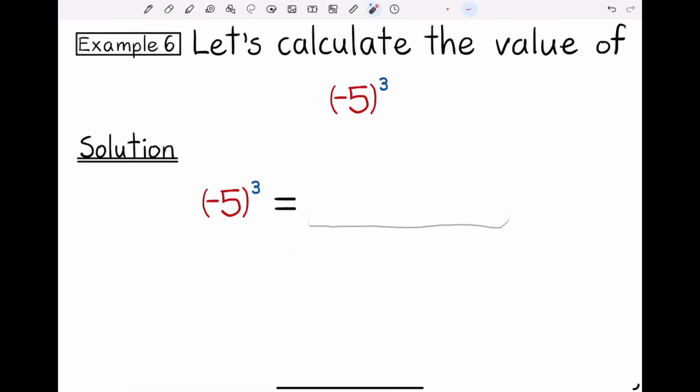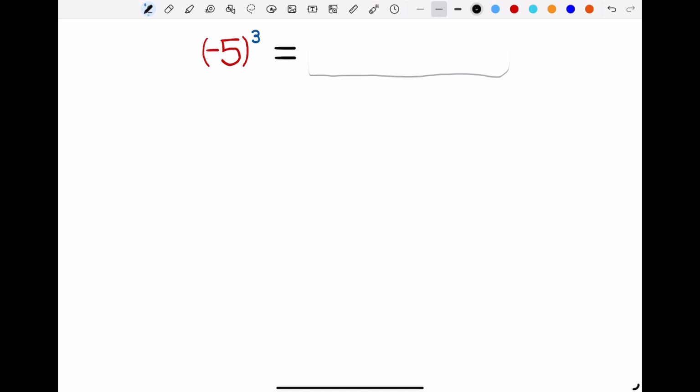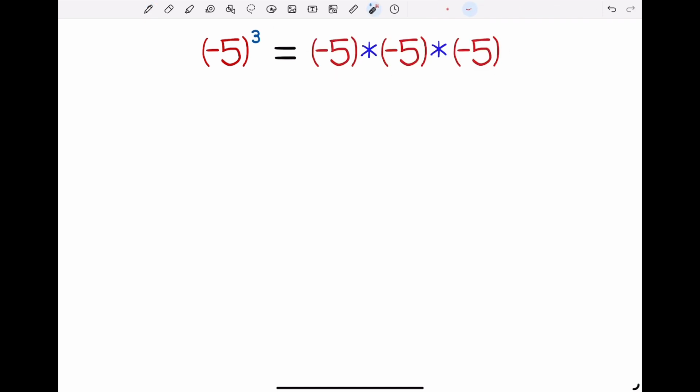Now let's calculate the value of negative 5 to the third power, and let's expand this expression. So this exponent of 3 tells us we're going to be multiplying 3 negative 5's together. So after we expand, it'll look something like this. And now we're going to be multiplying 3 numbers together.